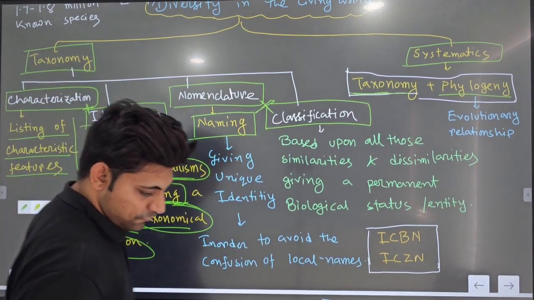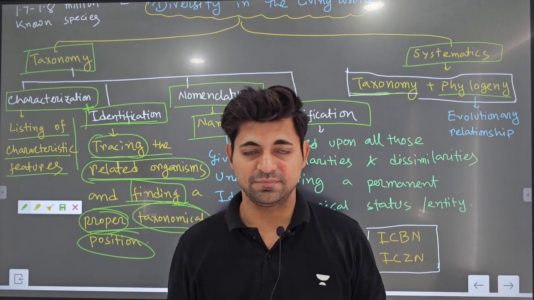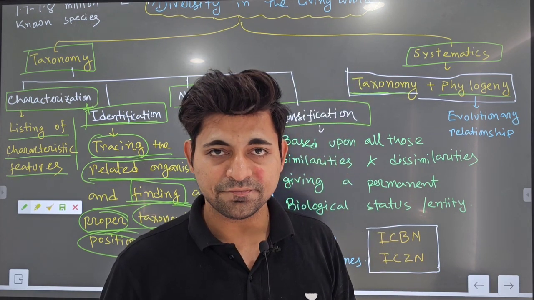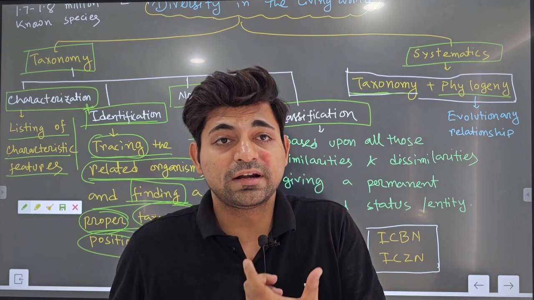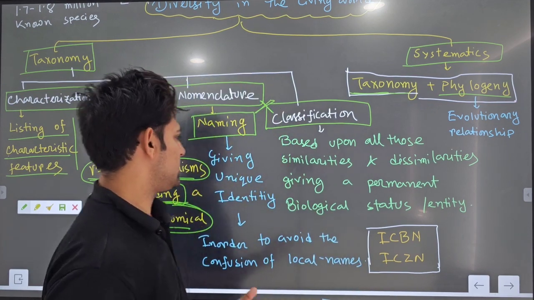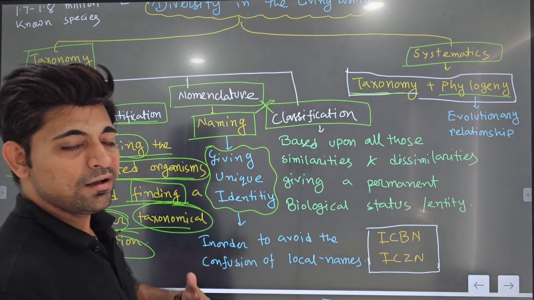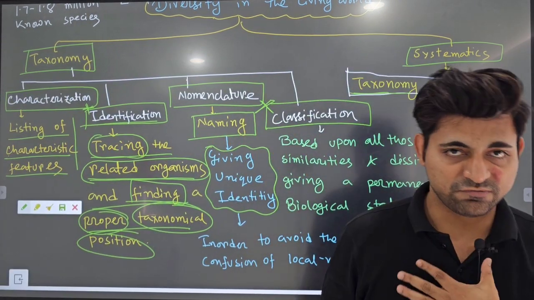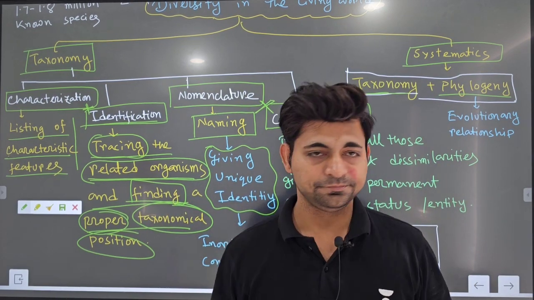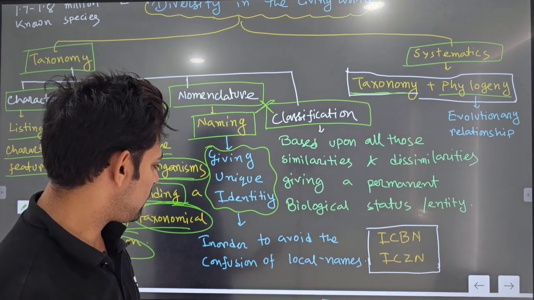And what is nomenclature? Now if you got a totally new organism which no one has ever observed, now you have identified it. Now you need to give it a proper name, so that whoever studies after you will also have a good reference. So giving a unique identity. Nomenclature means naming, giving a unique identity. My name is Biswajit Ghosal, so this is my unique identity. Biswajit is my name and Ghosal is my family name. So for living organisms also, uniform names are given.